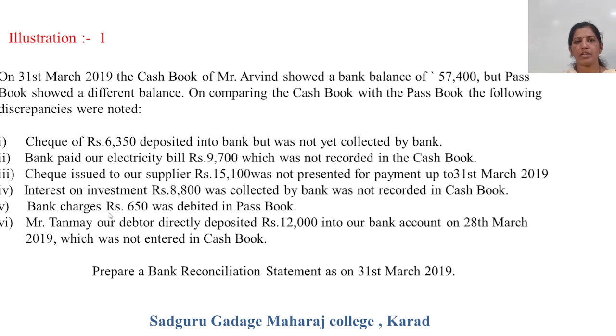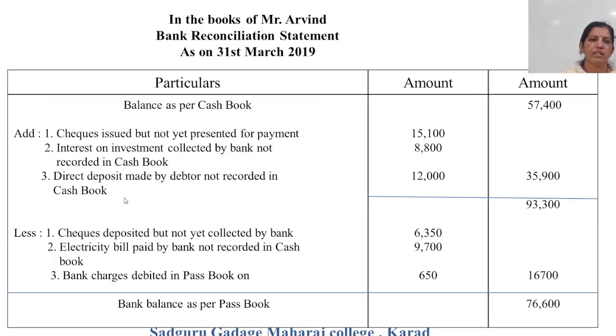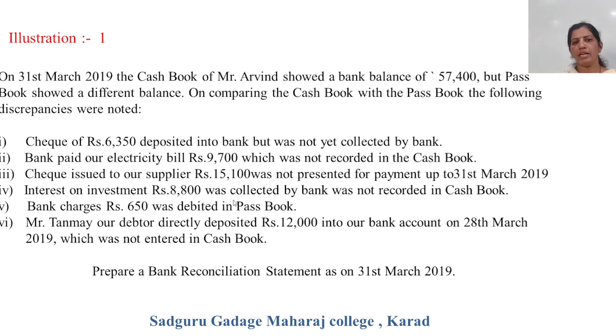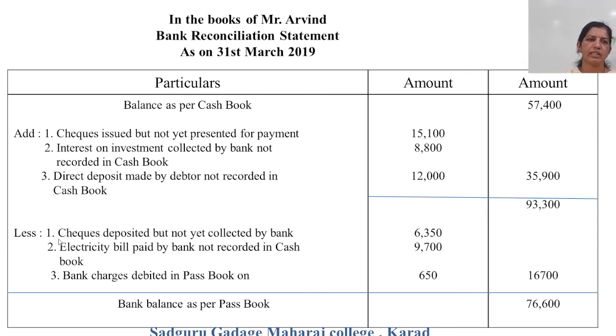The balance goes up, so we add the transaction, interest on investment collected by bank not recorded in the cash book. See, the next, bank charges debited in passbook. Debited in passbook means the balance decreased by rupees 650, the balance of the cash book also reduced. Next, Mr. Tanmay directly deposited 12,000 into our bank account. Direct deposit by our customer will add to our balance. Balance is to be increased.